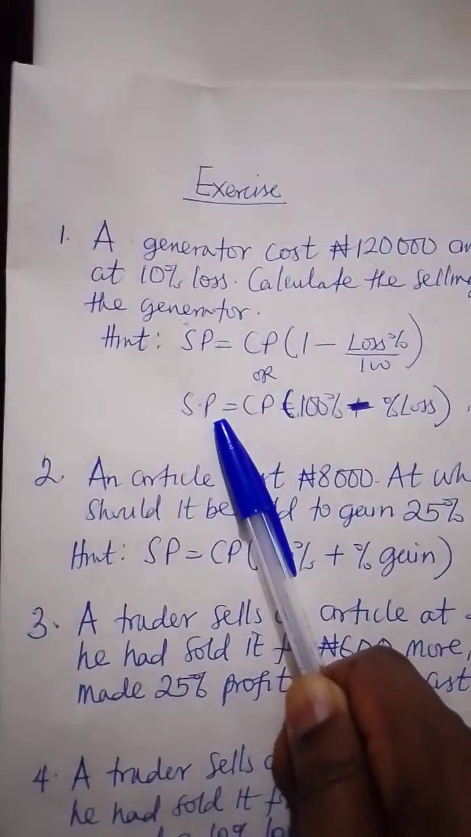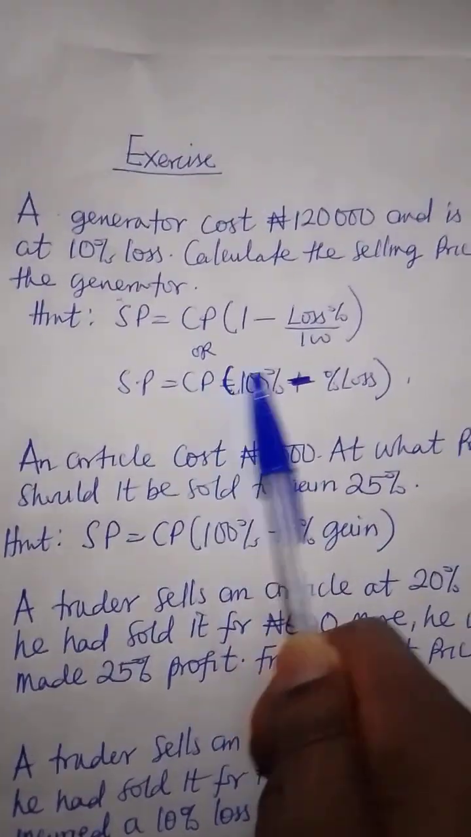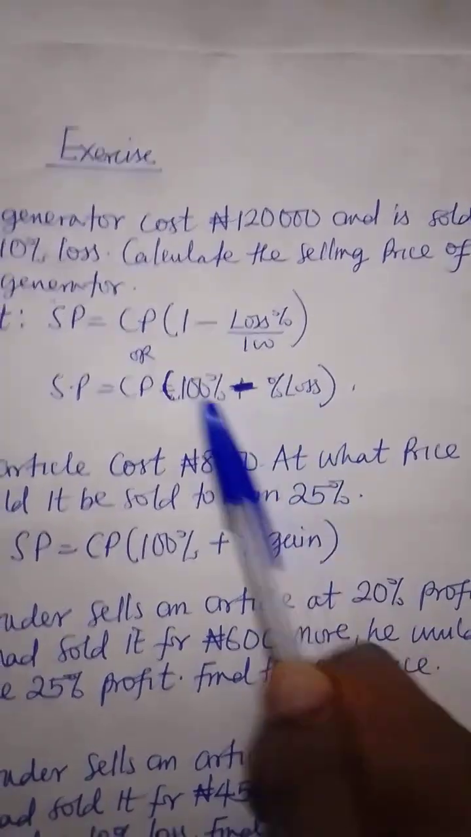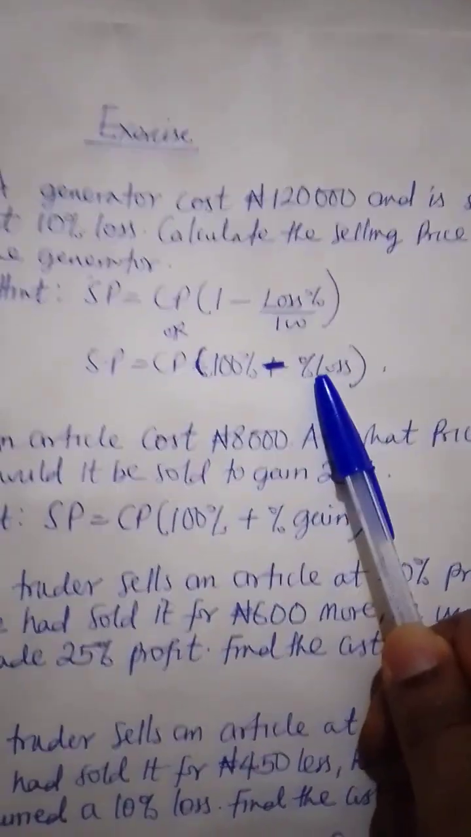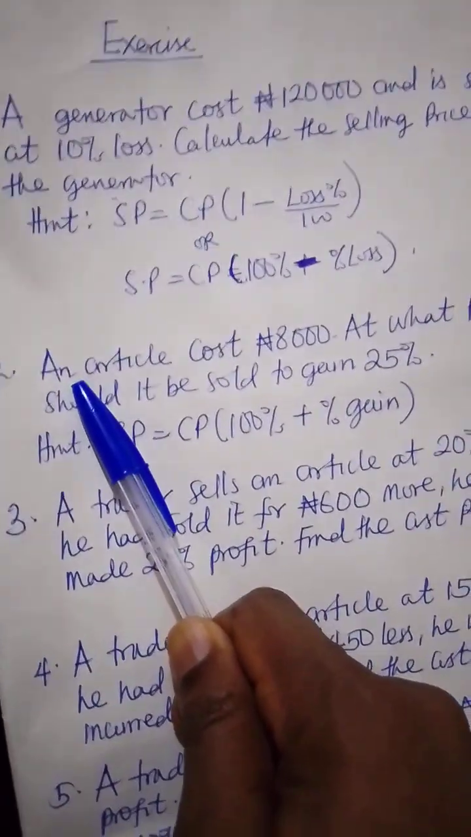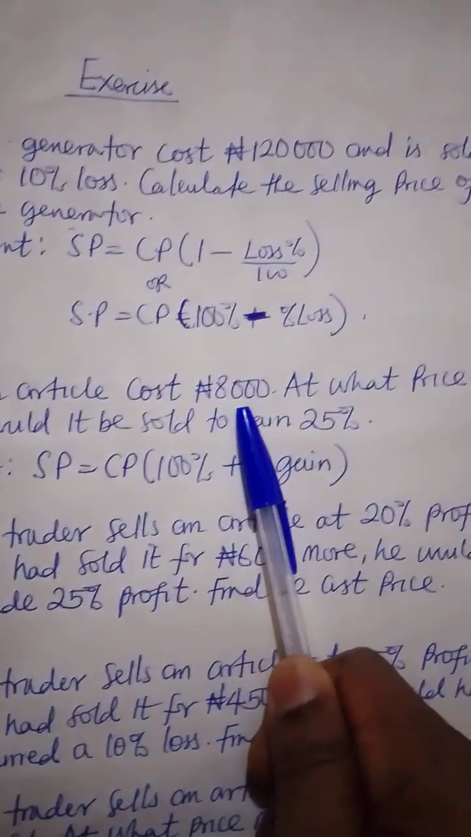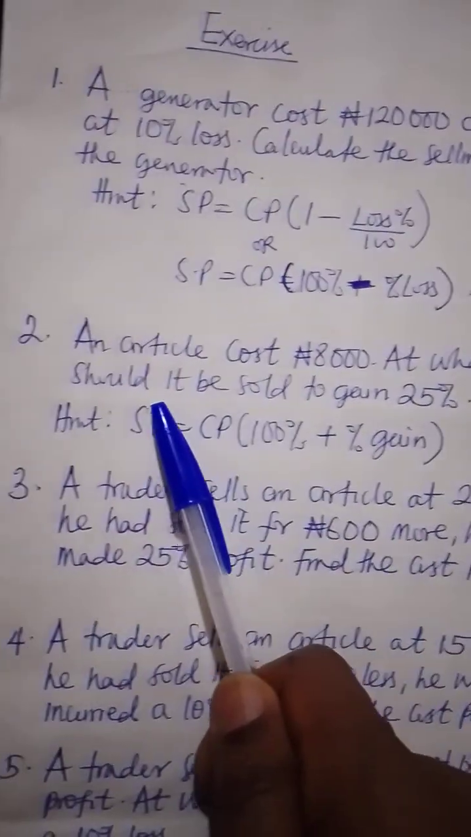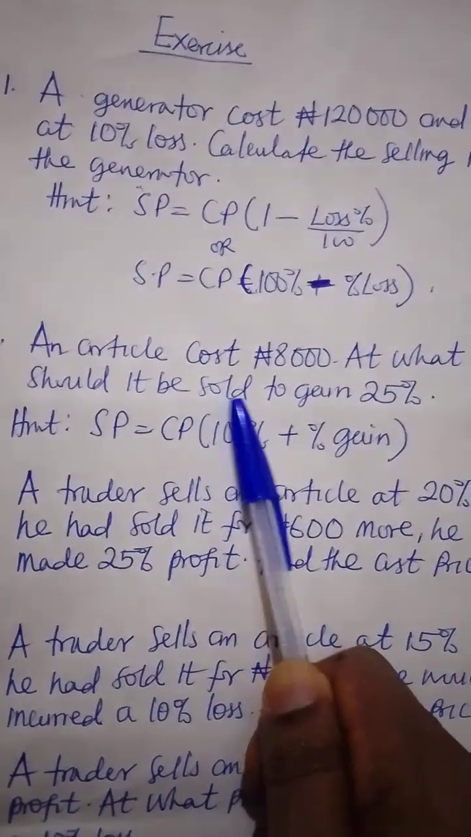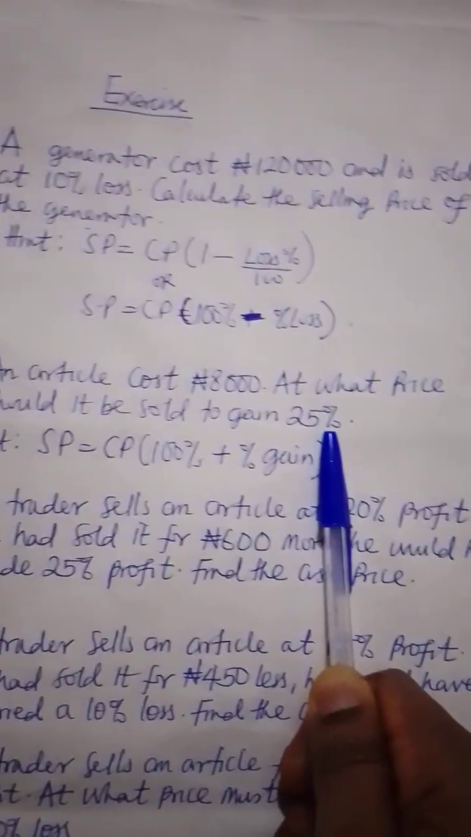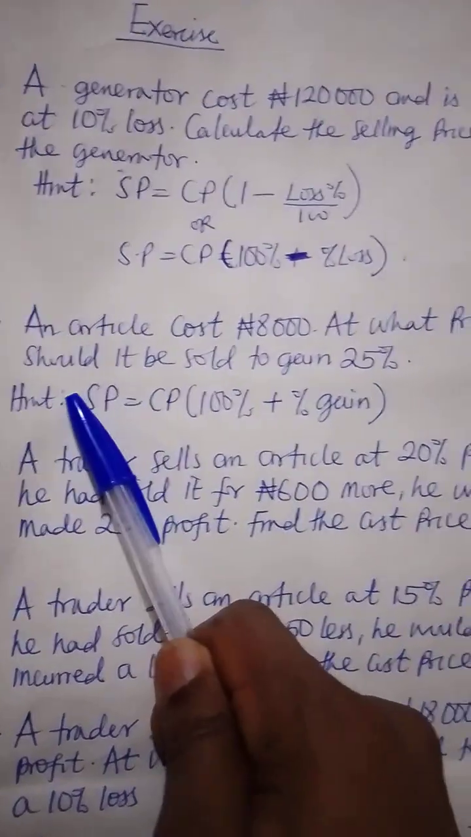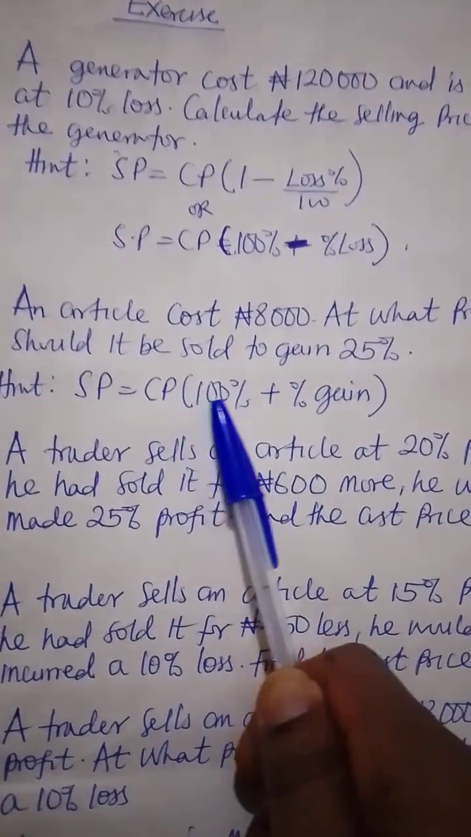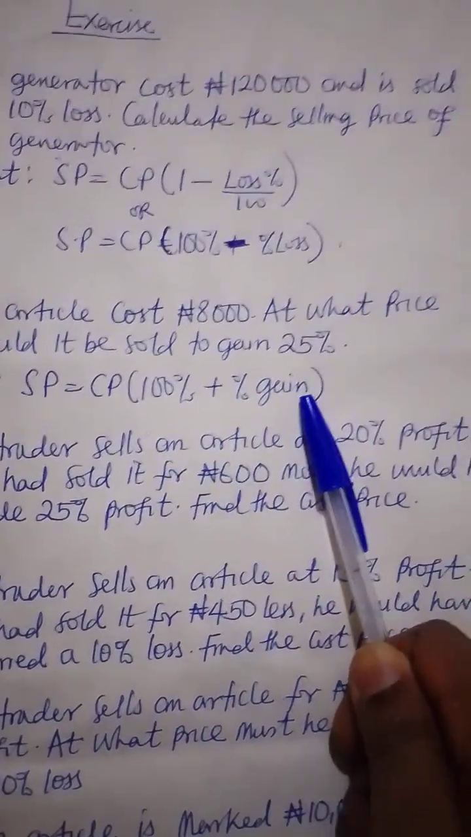So we take the formula. Your selling price is cost price into 100% minus percentage loss. So that's the hint. That's the formula to use. Question 2 now. An article cost 8,000. At what price should it be sold to gain 25%? Hint on the very formula to use is given. So SP is CP into 100% plus percentage gain.